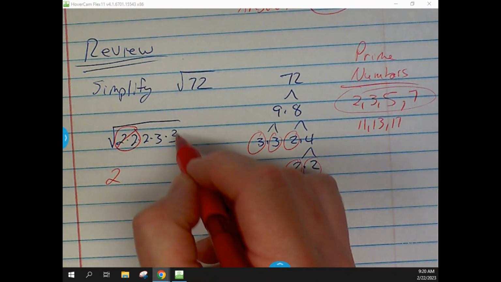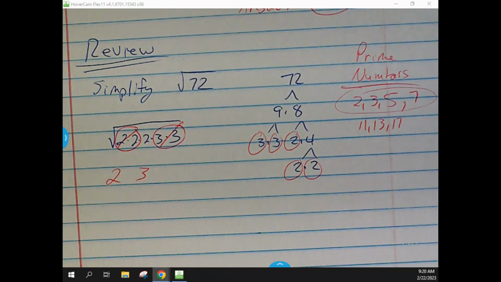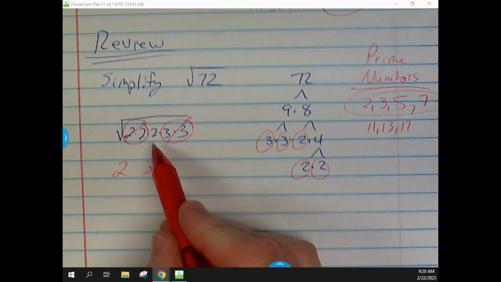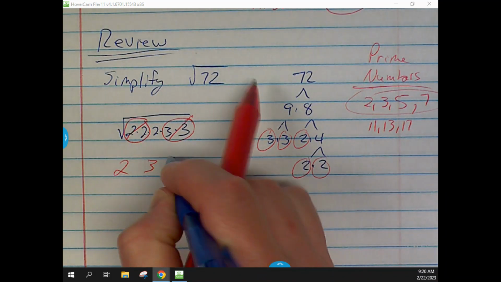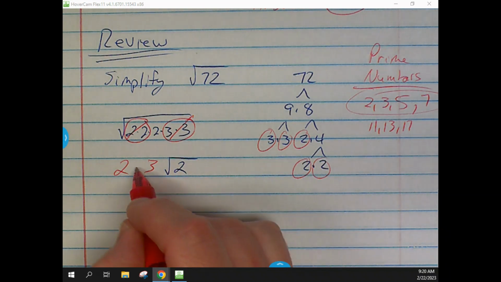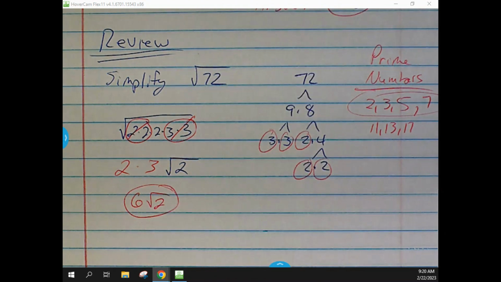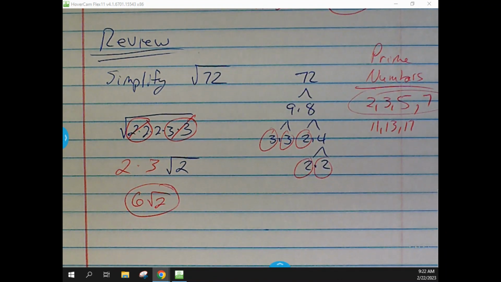You've got 3 times 3. That's a pair of 3s, right? So that 3 will get out. This 2 doesn't have an exit buddy, so he stays on the inside. Oh, it's so sad. Then we've got 2 times 3 on the outside, so we can make that 6 square root of 2, and that's okay. So the square root of 72 is just 6 square root of 2.